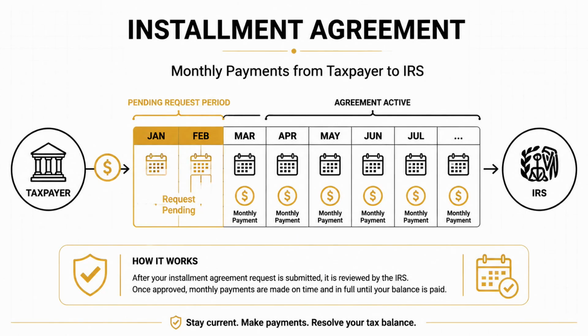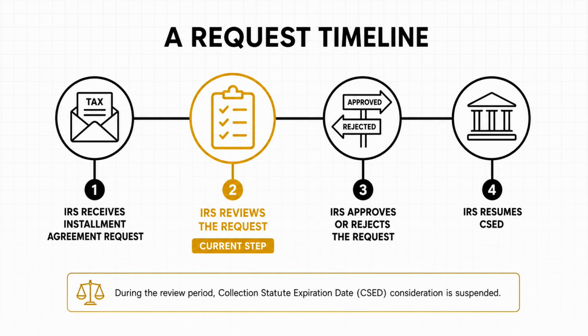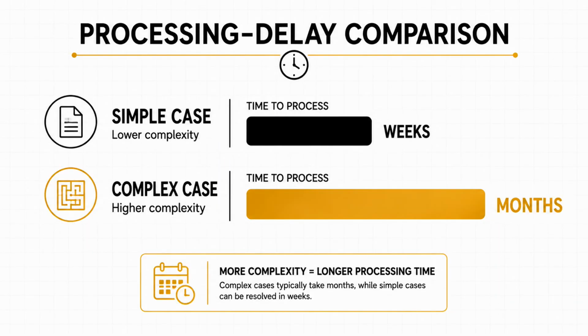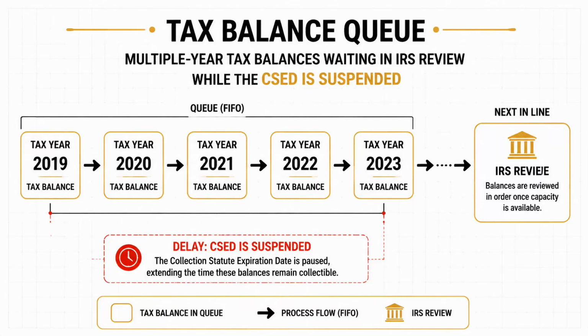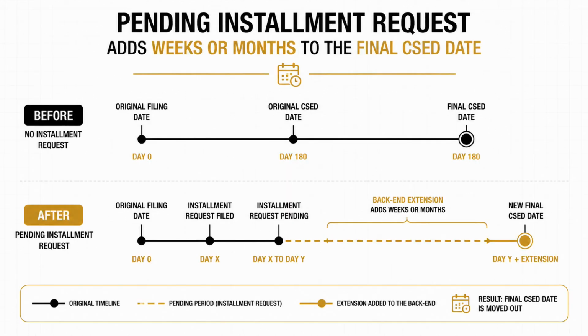The CSED stops running from the day you file. If you are in bankruptcy for 18 months, the IRS gets those 18 months added back. But the clock does not simply resume where it left off. Under IRC Section 6503(h), the CSED extends by the full duration of the bankruptcy case, plus an additional 6 months after the case concludes. That 6-month extension exists because Congress recognized that the IRS needs time to get its systems back in order after a bankruptcy stay lifts. The practical effect: a 2-year bankruptcy case adds 2 years and 6 months to your CSED.